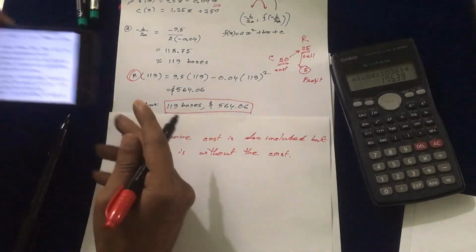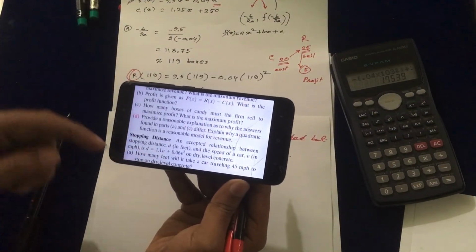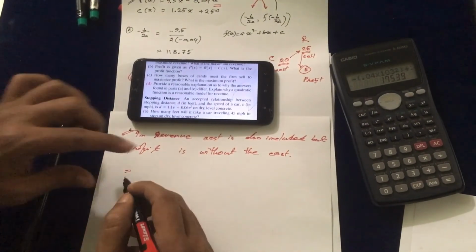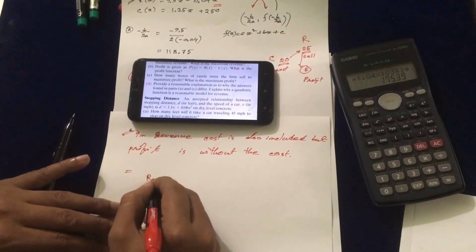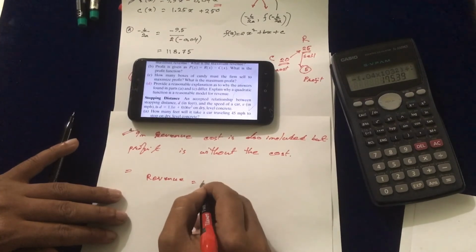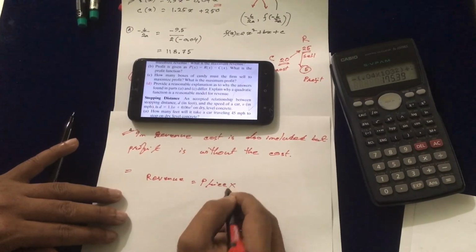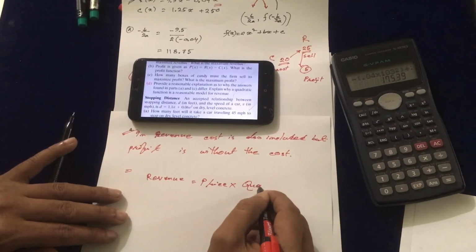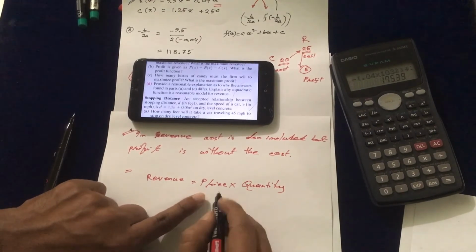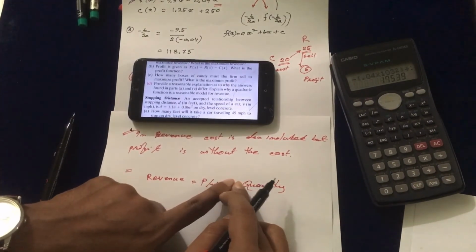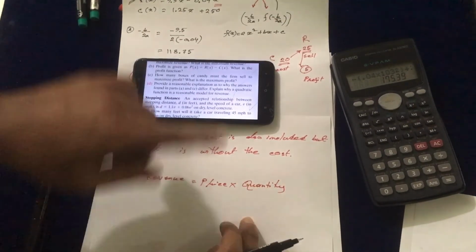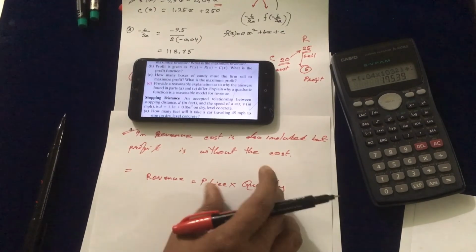Okay, now there is another question here. Explain why a quadratic function is a reasonable model for revenue. Revenue equals price into quantity. So you see, price and quantity are two terms, and we have to multiply them. There are two different things. When you multiply them, it goes to the quadratic, power 2. That is the idea.